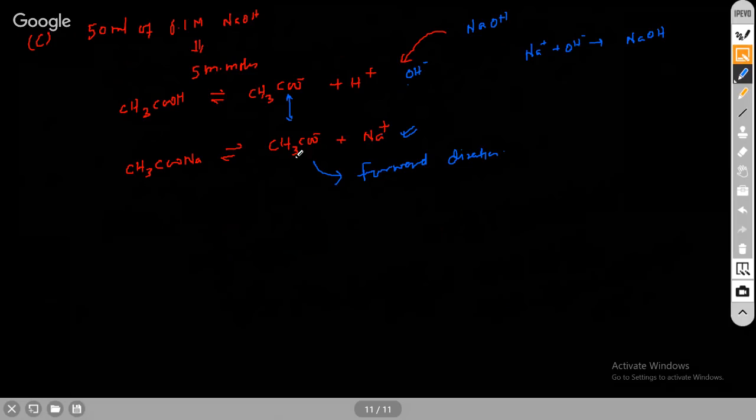Now when this reaction goes in the forward direction, obviously the concentration of CH3COO minus in the solution will increase. And how does it increase? 5 millimoles of this combines with 5 millimoles of this, so an extra 5 millimoles of CH3COO minus forms. So that will be 10 plus 5, 15 millimoles of CH3COO minus.